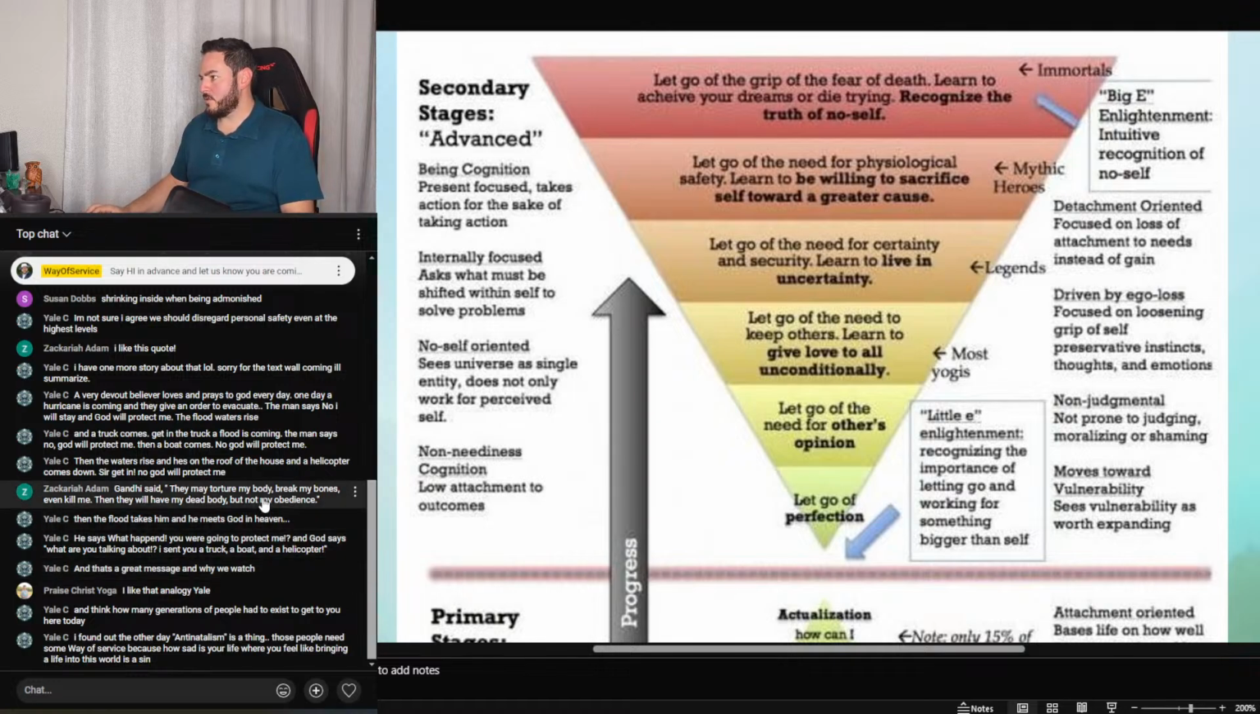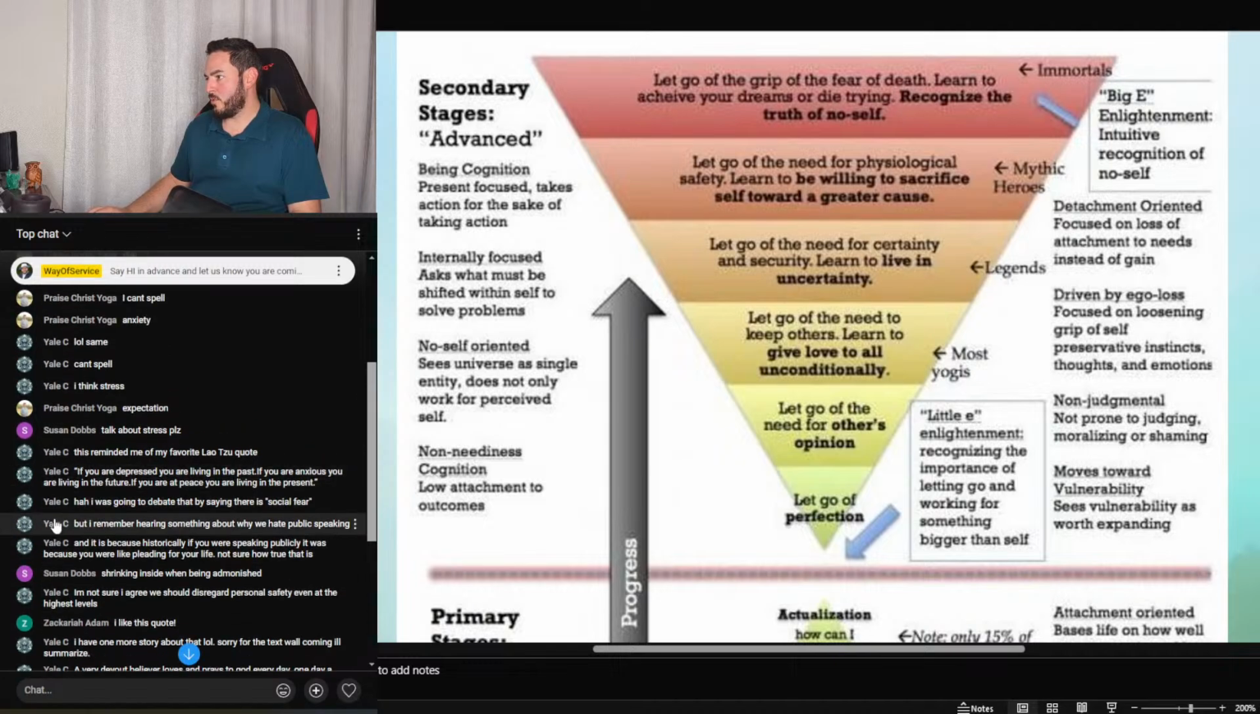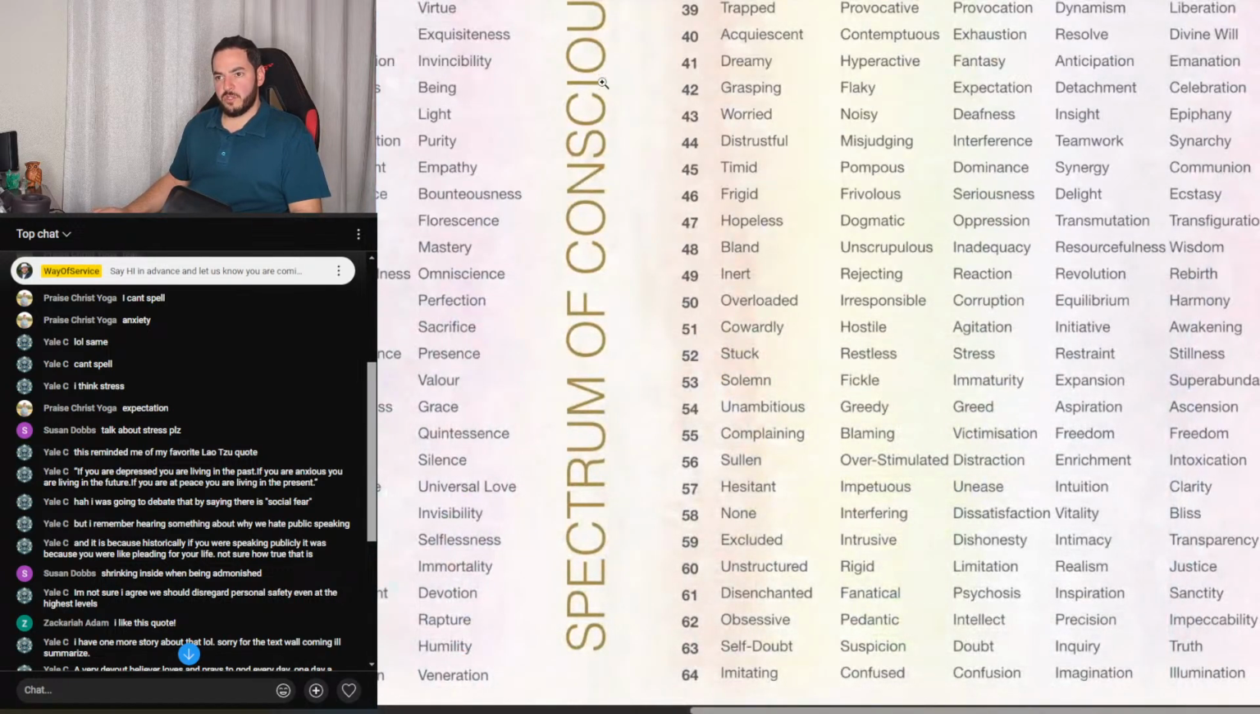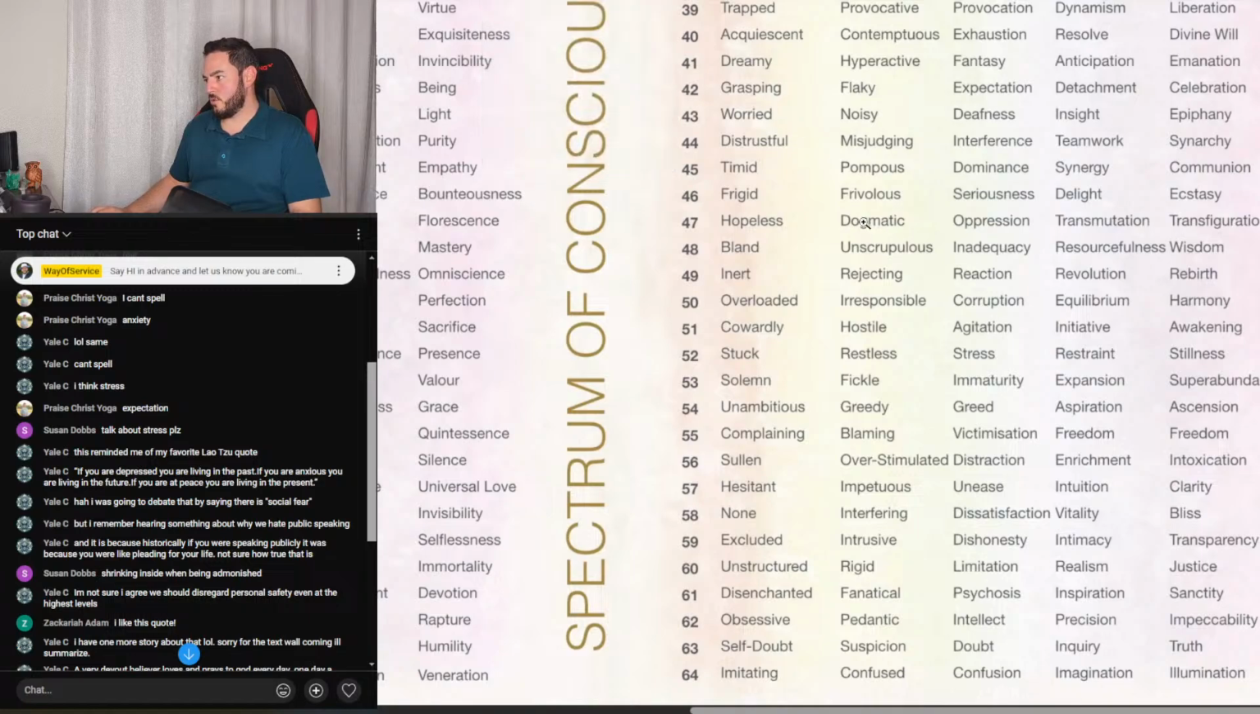All right, so yeah, let's go back. Let's go back to Susan and Praise Christ. You guys both gave us some emotions to try to find on this chart and to try to transmute. So let's go to Susan's idea, shrinking inside when being admonished.